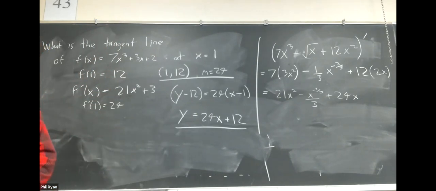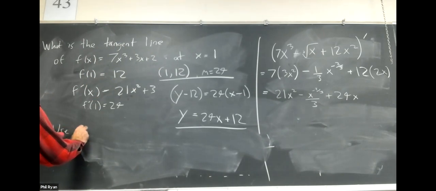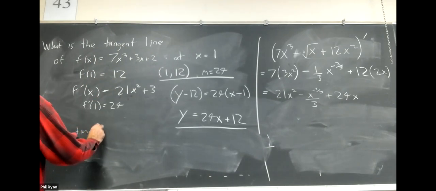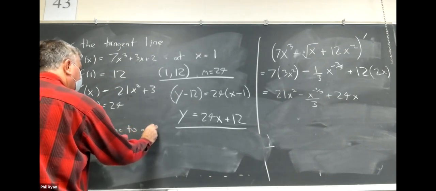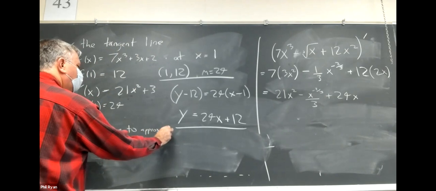Now that we've got a tangent line, we can answer other kinds of questions. Like the question could be, use the tangent line to approximate f of 1.1.